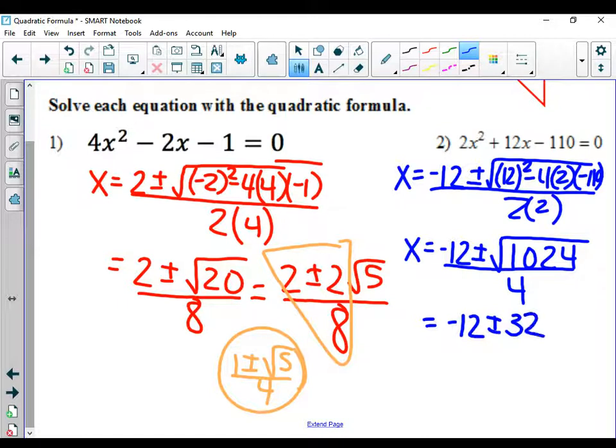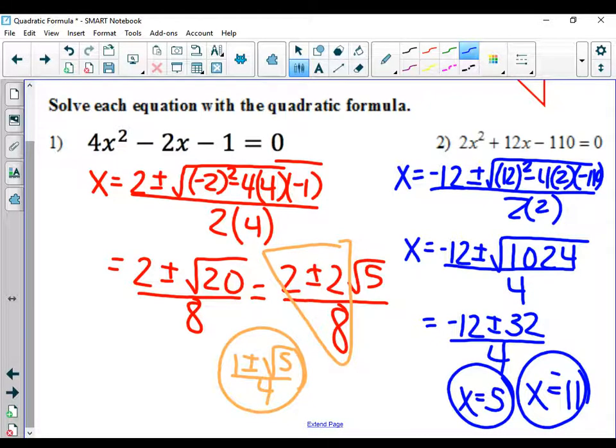Now, some people might look at this and say, oh, 4, 12, and 32 are all divisible by 4. I can simplify this down to -3 plus or minus 8. Or I can say -12 plus 32 gives me 20, divided by 4 gets me 5. And then -12 minus 32 is -44. There we go. Divided by 4 gets me -11. So it doesn't matter if you want to take it down further, or if you just want to go and do what you got there, okay?